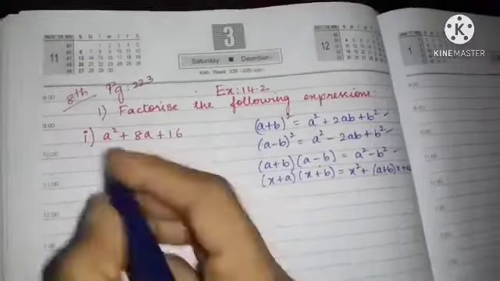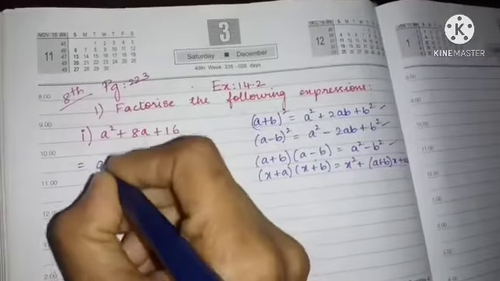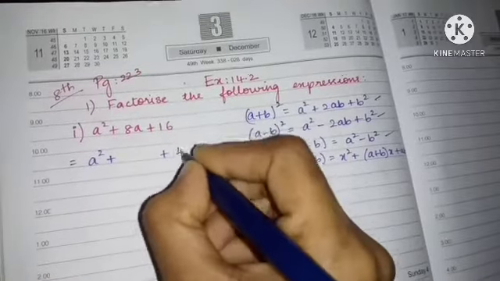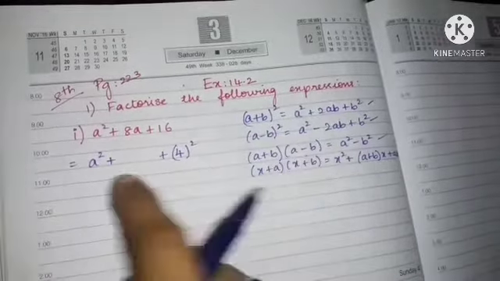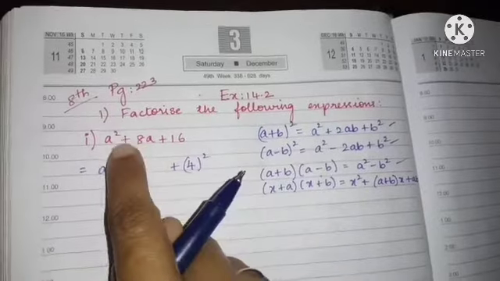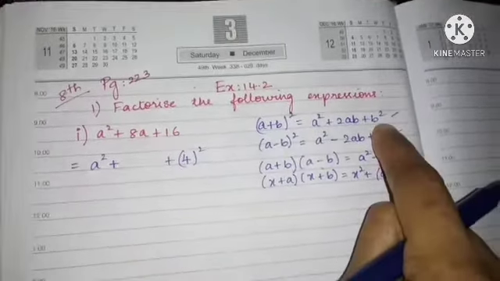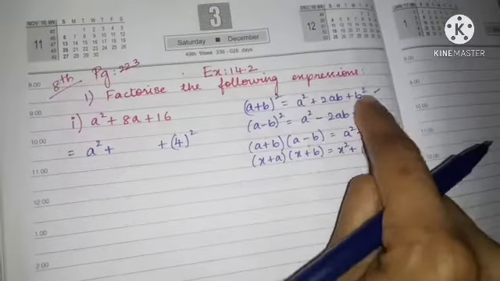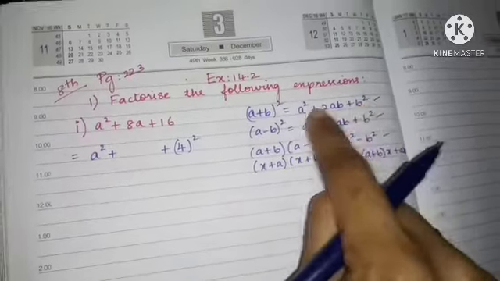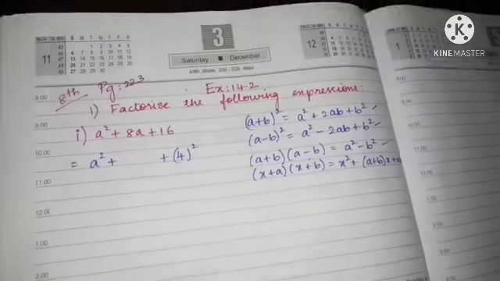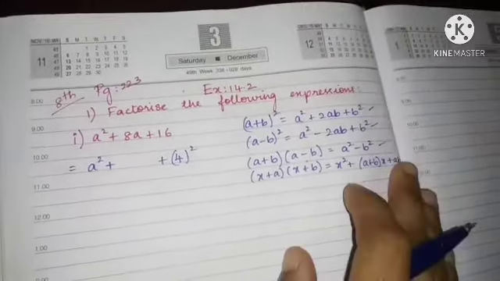Yes, children? So this is how you will write it: a square plus 16, how will you write it? 4 whole square. So this consists of three terms: 1, 2, 3, and plus is the operator. So what identity will you use? First identity, because it also consists of three terms, 1, 2, 3, and the plus sign is used. So first identity number 1 will be used here.